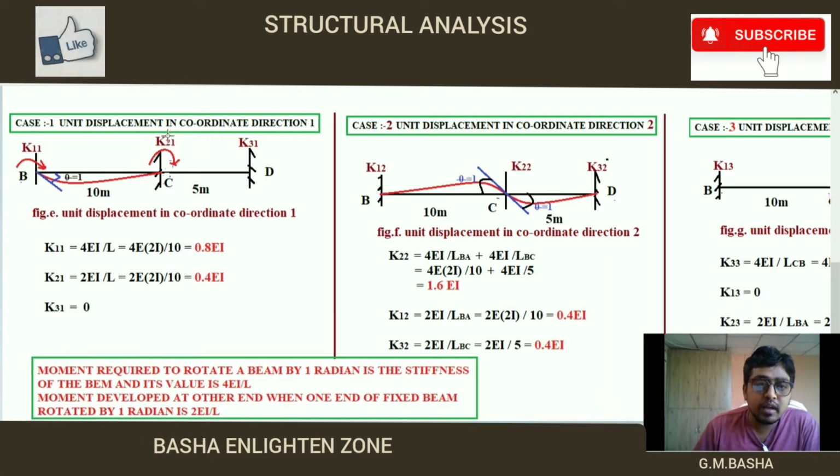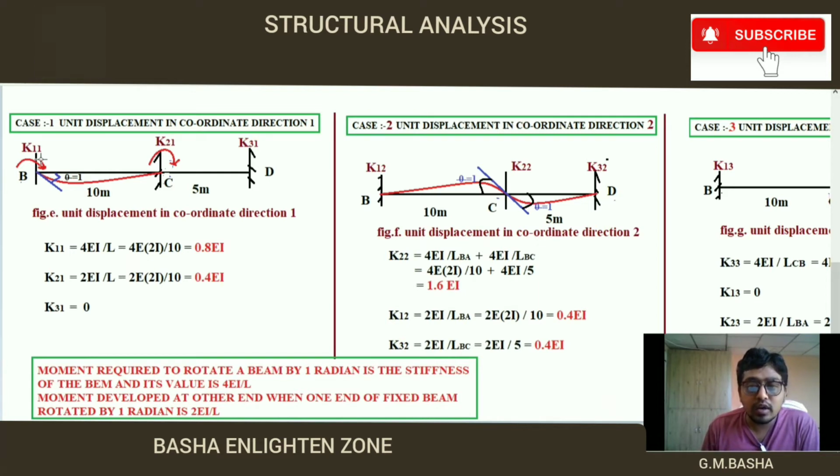Okay. Similarly K21, F and D: force in the second coordinate direction due to the displacement in the first coordinate direction. Similarly, force in the third coordinate direction due to the displacement in the first coordinate direction. Like that, I explained very clearly in the last example. If you watch that, you will get very clearly what K11, K21 and K31 are.